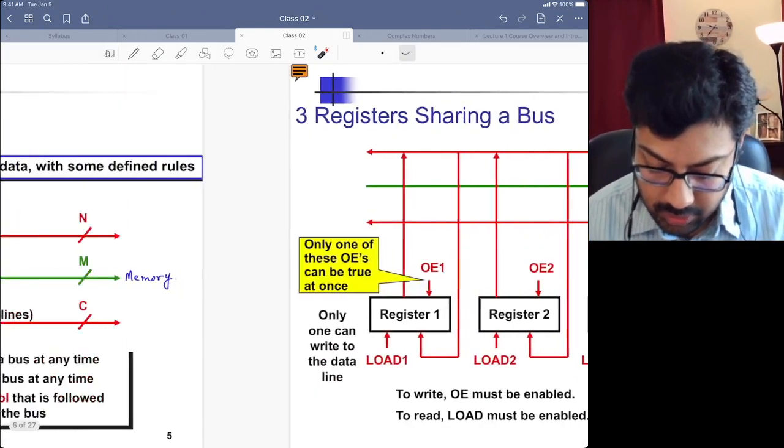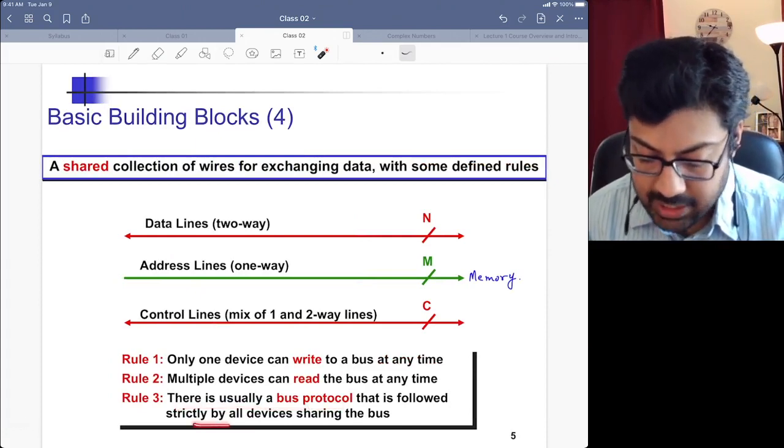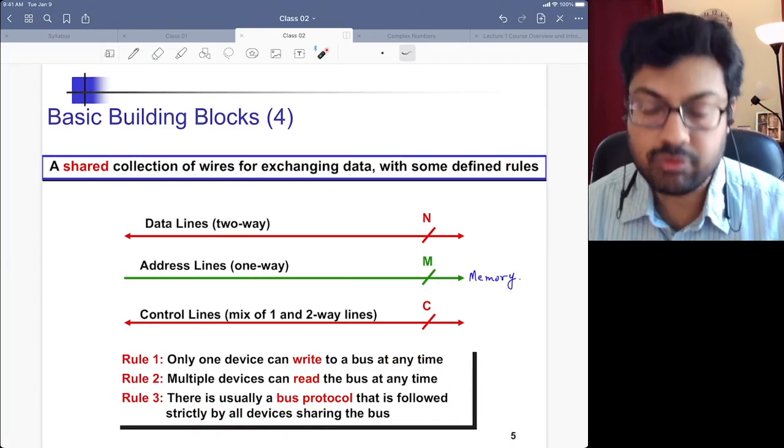And then rule 3 is there is usually a bus protocol that is followed strictly by all the devices that are sharing the bus. Who is going to share it when?